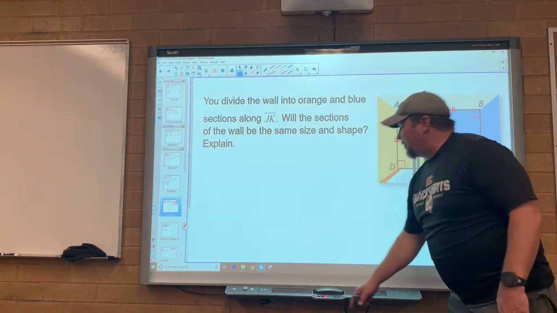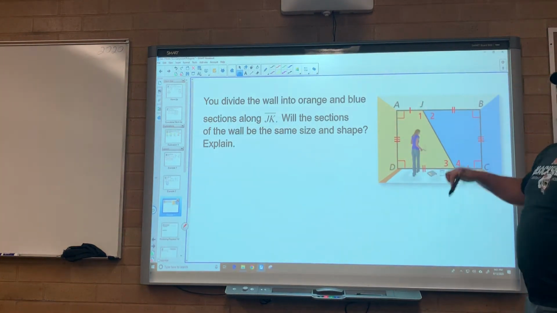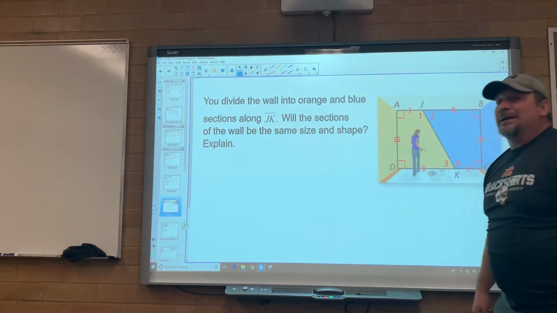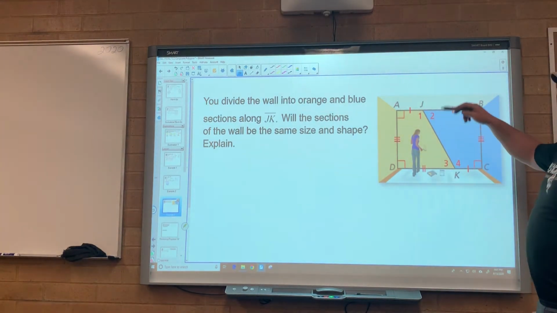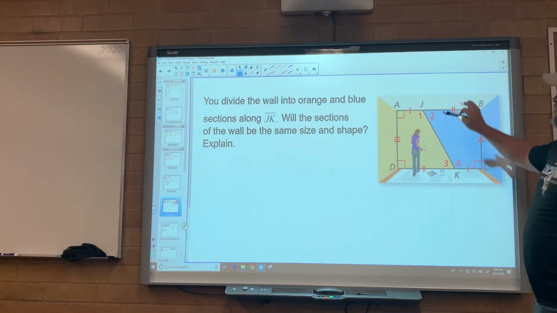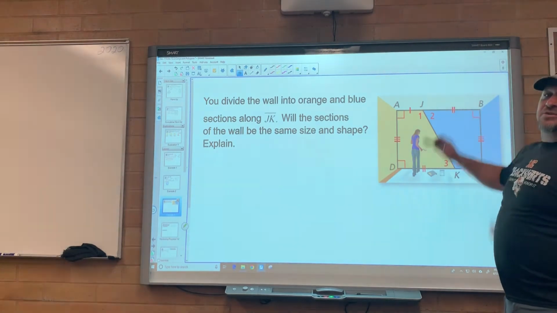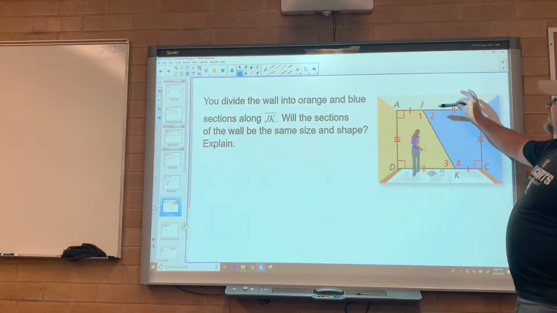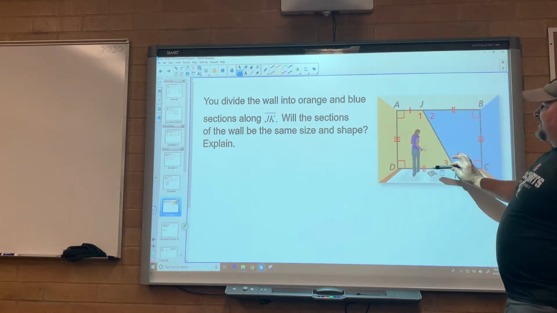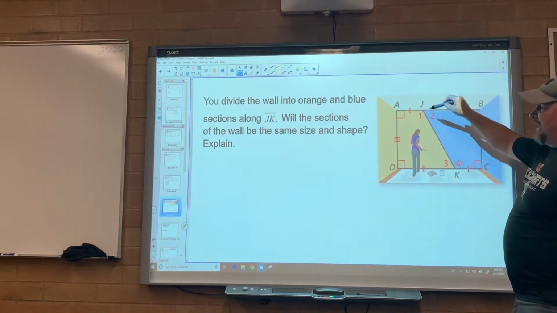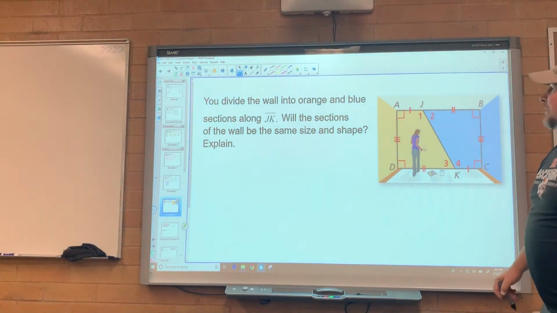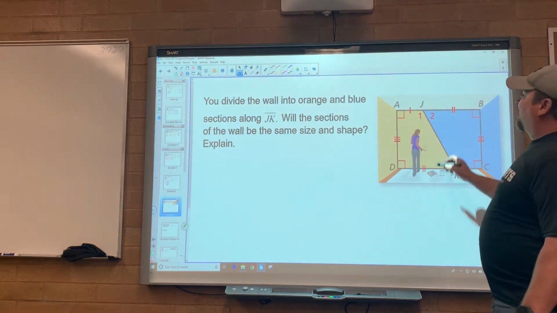Well, let's remind ourselves what the shape was originally. The shape originally is a rectangle. Now we know rectangles have two parallel sides to them. Opposite sides are parallel. Well, the moment we see that that opposite side is parallel to this side, then that line JK becomes the transversal. Therefore, there are congruent angles.